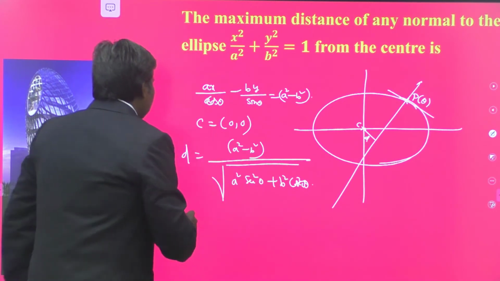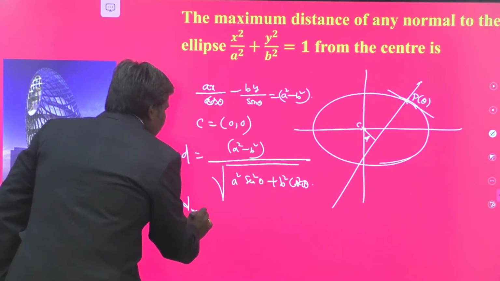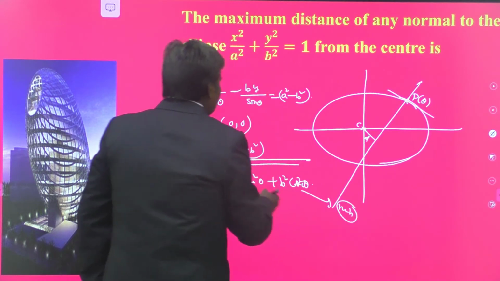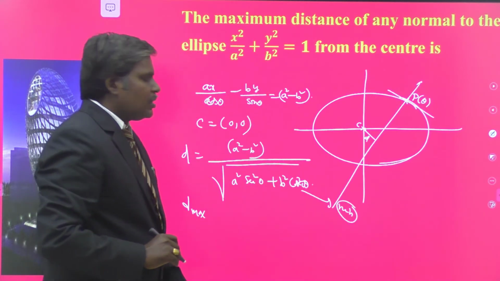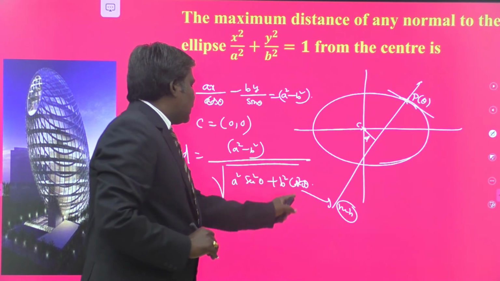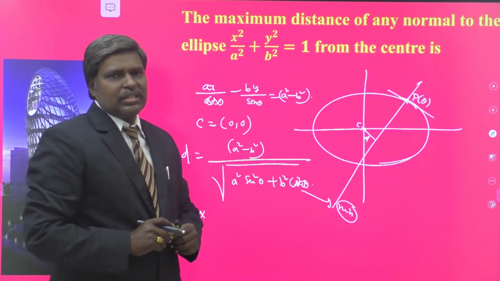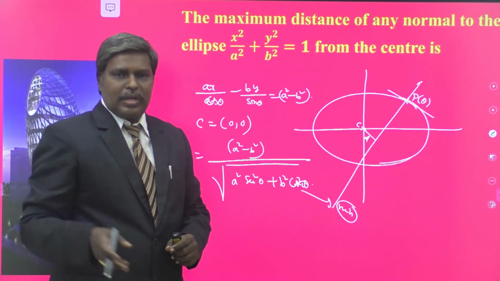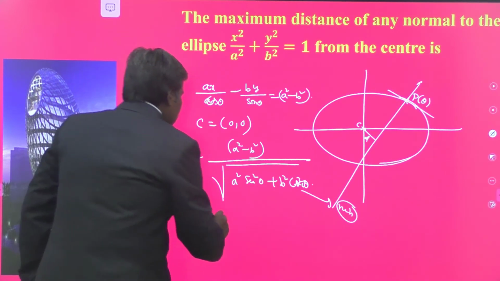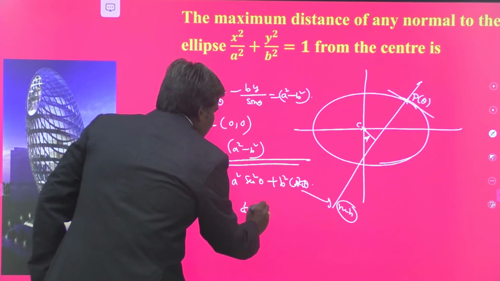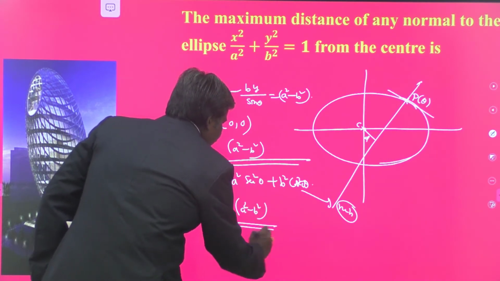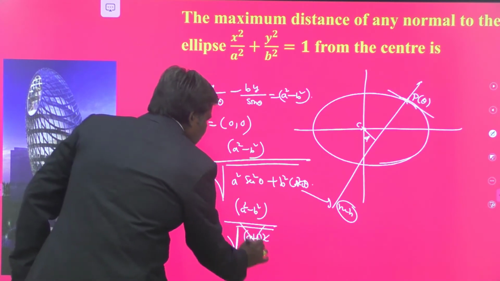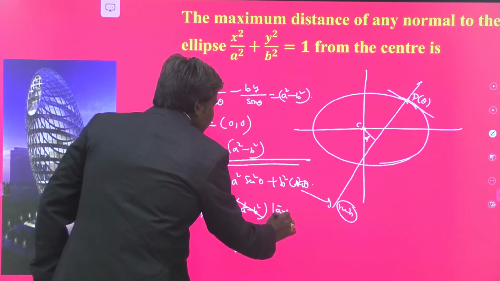We have to find out d maximum. For d maximum, this should be minimum. Denominator is minimum, then the entire value should be maximum. All of you know that the minimum value of a square secant square theta plus b square cosecant square theta is a plus b whole square. What is that? A plus b whole square. So a square minus b square by square root of a plus b whole square. This is nothing but a plus b. A plus b cancel out, modulus of a minus b times.